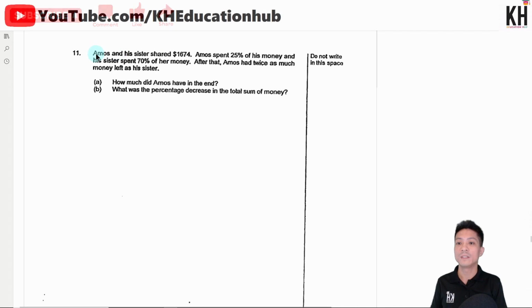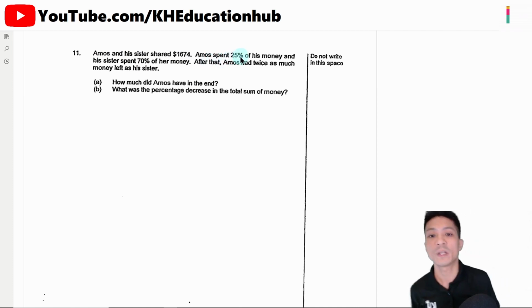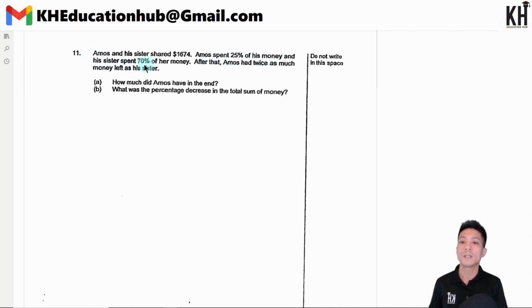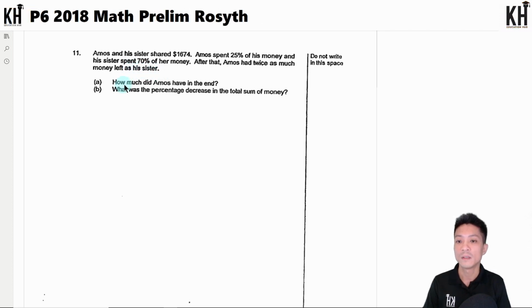Okay, question 11. Amos and his sister shared $1,674. Okay, Amos spent 25% of his money, and his sister spent 70% of her money. After that, Amos had twice as much money left as his sister. How much did Amos have in the end, and what was the percentage decrease in the total sum of money?